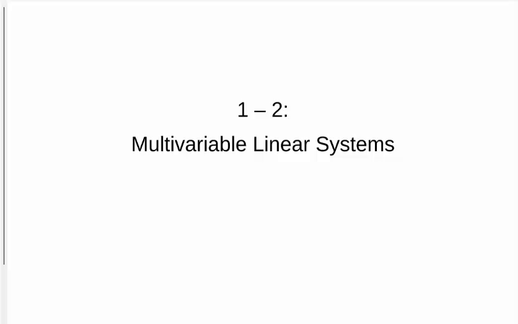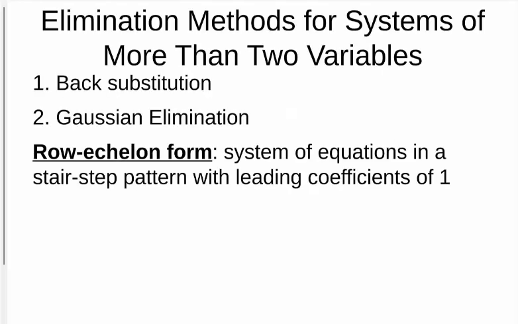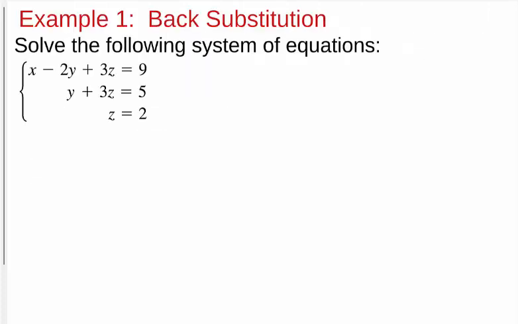about multivariable linear systems. So, here are some elimination methods for systems of more than two variables. There's back substitution and Gaussian elimination. Our goal is to get them to row echelon form, where they're in a stair-step pattern with leading coefficients of 1. Then we can actually do this back substitution. So let's go ahead and see exactly how back substitution will work with this system that's already in row echelon form. See, x, y, z, stair-step, leading coefficients 1.